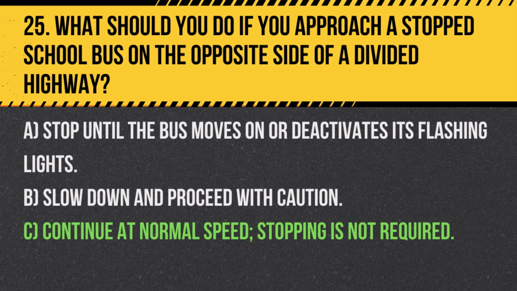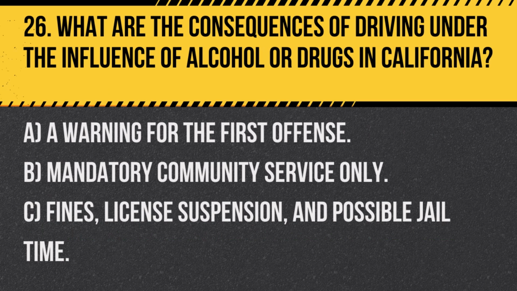Answer: C. Continue at normal speed. Stopping is not required. The divided median means you do not need to stop for the bus. Question 26. What are the consequences of driving under the influence of alcohol or drugs in California?